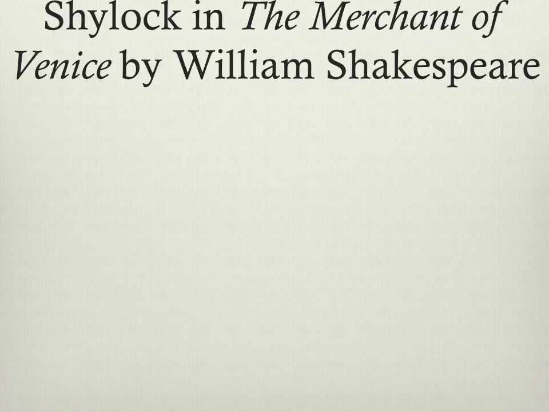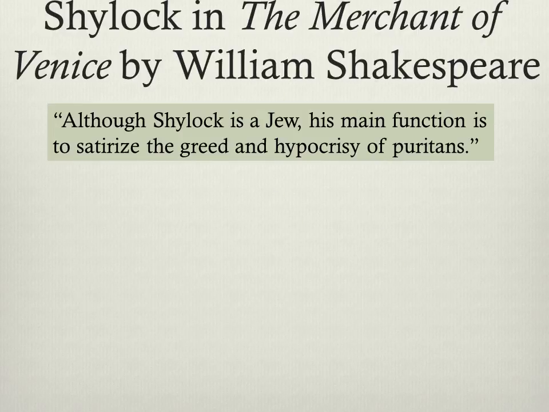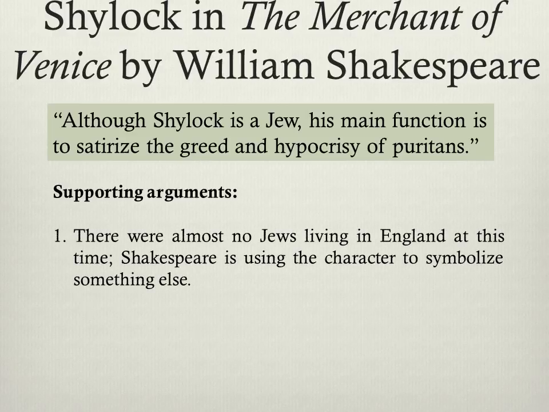Shylock in The Merchant of Venice. In Shakespeare's play, Shylock, obviously very famous as a Jewish character, and the thesis was this. Shylock is a Jew, but his main function is to satirize the greed and hypocrisy of Puritans. So that's the thesis, and the arguments are as follows, that there were very few, almost no Jews living in England at this time, and that Shakespeare's using the character not to show people Jewish characters who would have been very unfamiliar to them, but to symbolize something else.